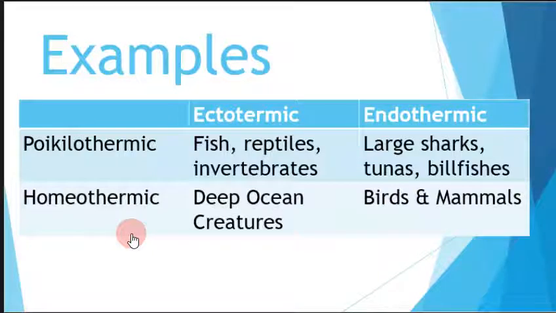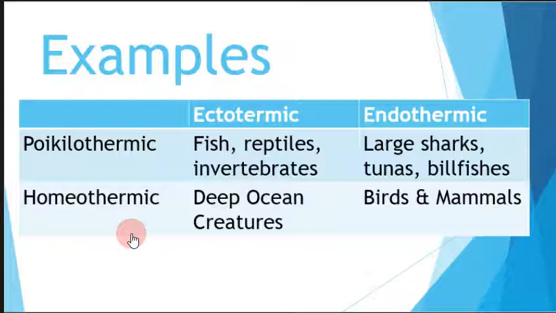Okay, so that's how we're defining our poikilotherm. All right, so we have poikilothermic: fish, reptiles, invertebrates. They're also considered ectothermic. Yeah. Okay. Our endothermic ones, though, can be considered endothermic poikilotherms. That would be our large sharks, tunas, and billfishes. Those are the ones you go deep sea fishing for.